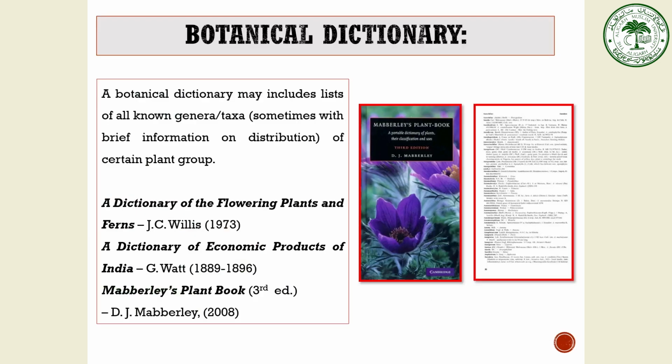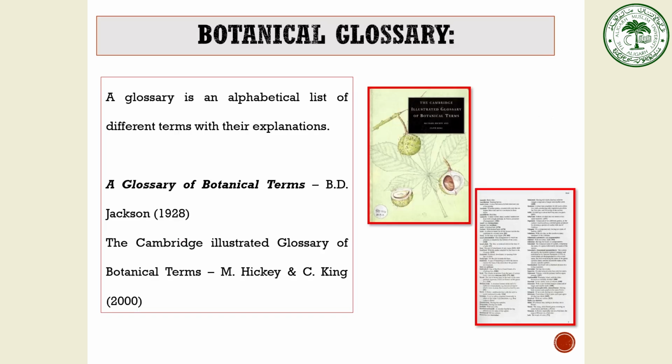Then the next one is the botanical dictionary. A botanical dictionary may include a list of all the known genera or taxa, and sometimes brief information on the distribution of certain groups of plants, like the Dictionary of Flowering Plants and Ferns by J.C. Willis, the Dictionary of the Economic Products of India by G. Watt, or Mabberley's Plant-Book. So these are botanical dictionaries which have key topics with information.